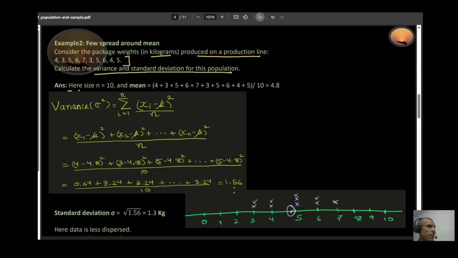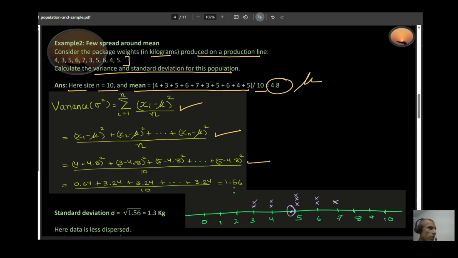So in this case, my size is equal to 10, the same size as before, and my average value, the mean value, is going to be the sum of all the numbers divided by 10, and the answer comes out to be 4.8. This is my mu. So use your variance formula, expand, and then substitute your values.